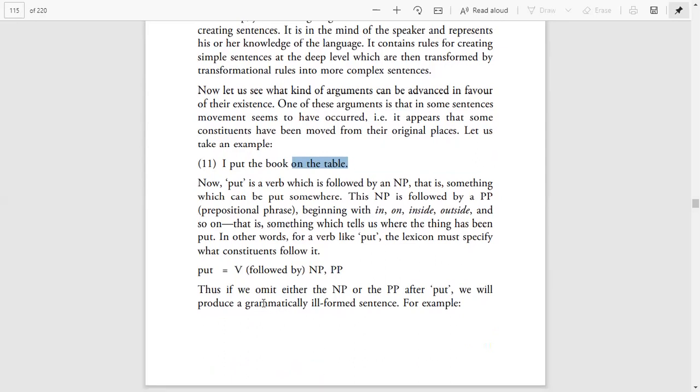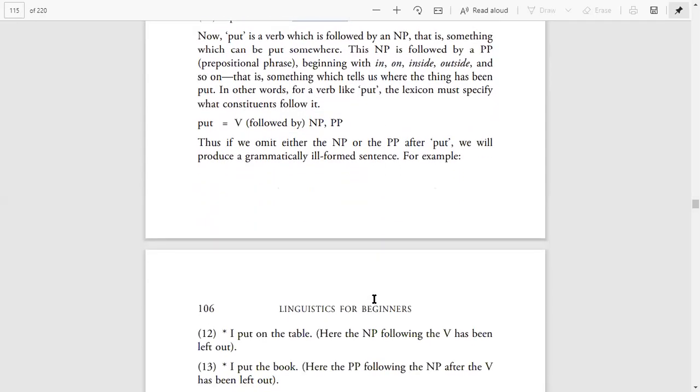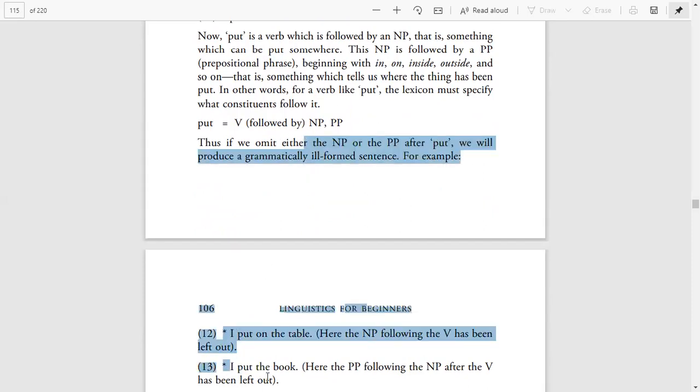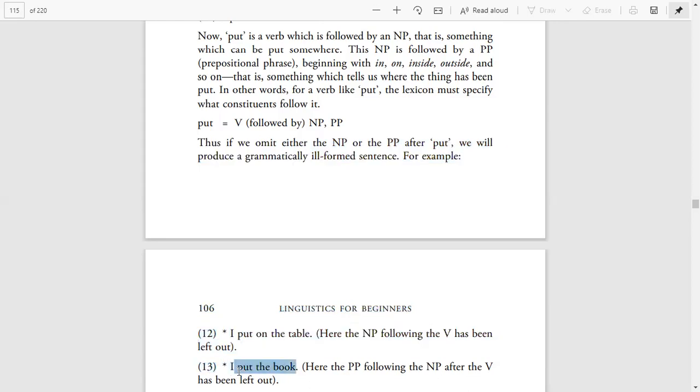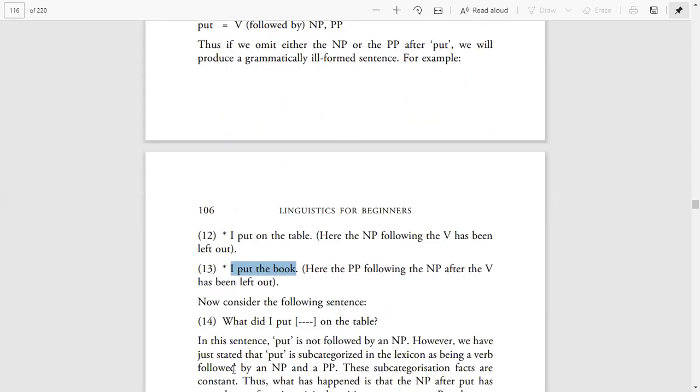So this is written here. If you omit either the NP or the PP after put, we will produce a grammatically ill-formed sentence. For example, if you simply say I put on the table, if you omit the book, the noun phrase, we do not get the meaning from this sentence. And again, if you say I put the book, and here we omitted on the table, that is the PP, again we are not getting the clear meaning, right?